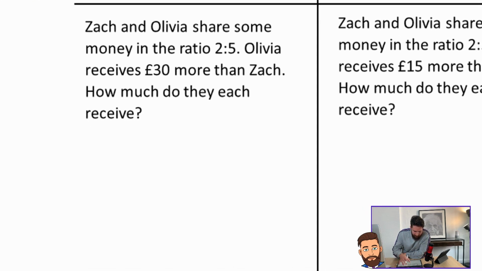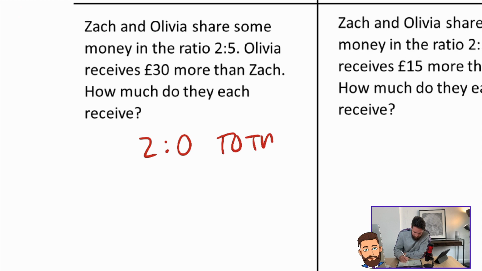So, starting exactly the same way, Zach and Olivia share some money in the ratio 2-5. So that will be Zach, Olivia, total. Always laying it out like this. They're sharing it in the ratio 2-5, so the total must be 7. Okay, so that's our ratio laid out. We haven't actually done anything yet. We've just read the question and turned the sentence into a nicely laid out ratio with a total.